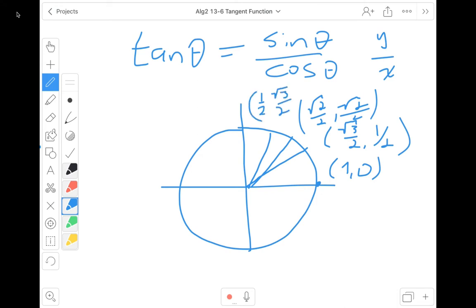All right, so getting a little messy here. And then finally up at 90 degrees or an angle of pi over 2, we have 0, 1. All right, so you can use these values. Just divide the y value by the x value to get the respective values for the tangent function.